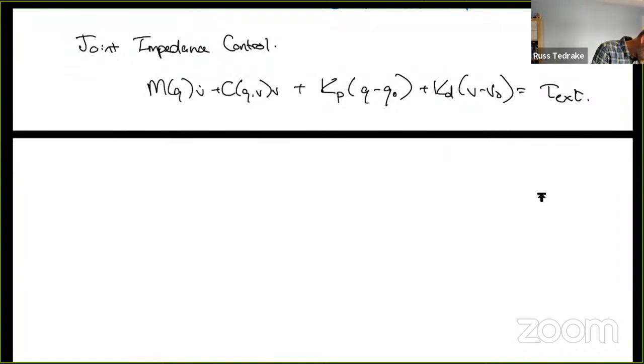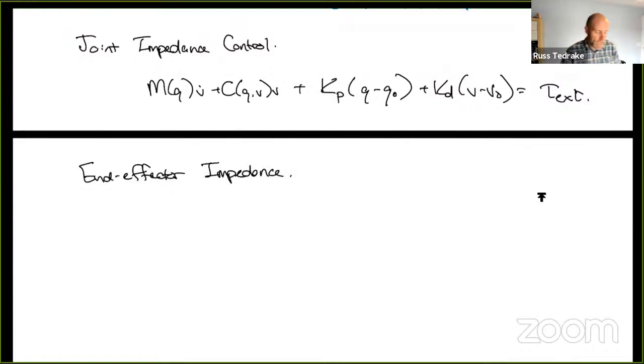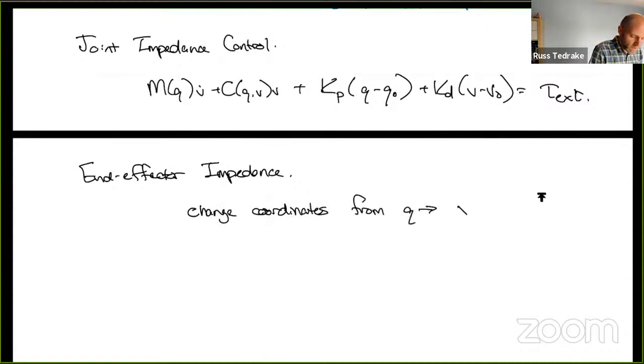The other version of this is end effector impedance control. And roughly, we're going to change coordinates from Q to the end effector coordinates, which effectively multiplies everything through with a Jacobian transform. This is often called operational space control. You can write the dynamics in your end effector coordinates and apply a similar transformation here to establish a stiffness in the end effector coordinates.